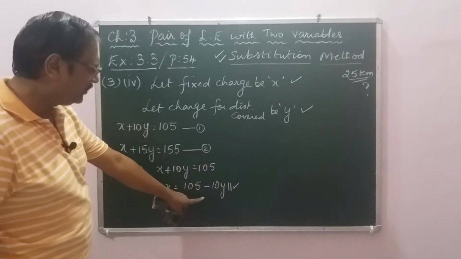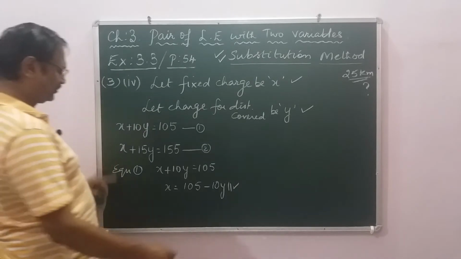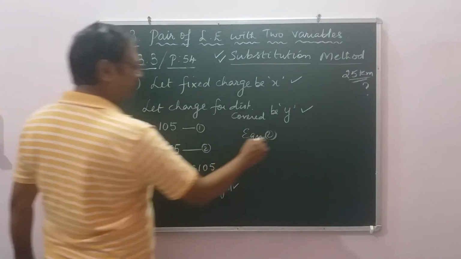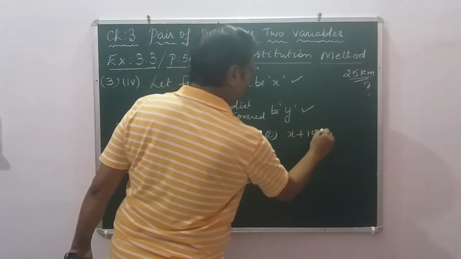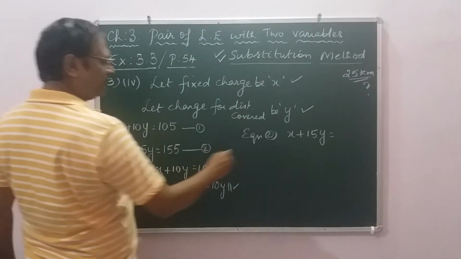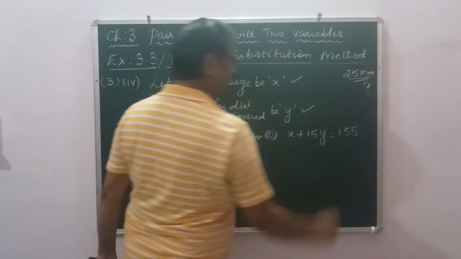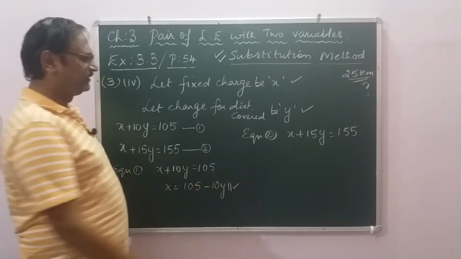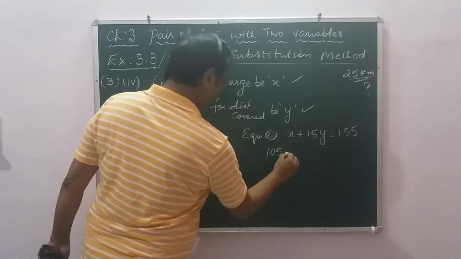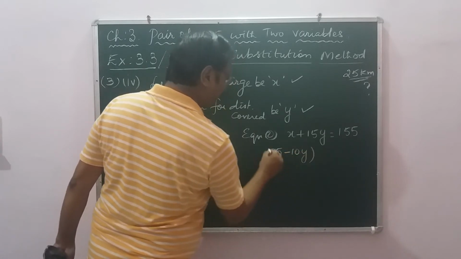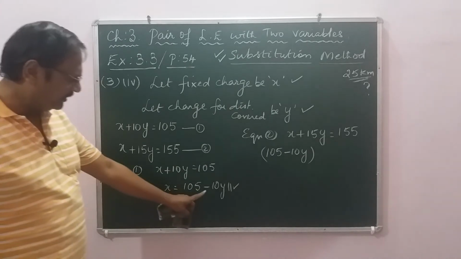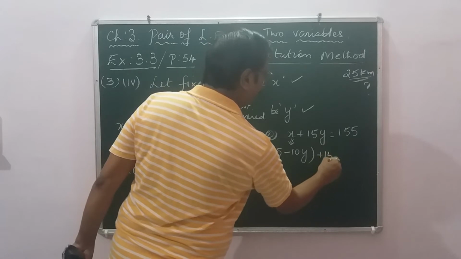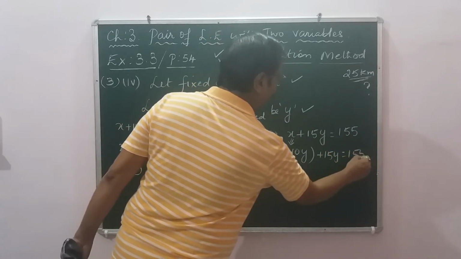I take this value of x and substitute it in the second equation. From equation 2, x plus 15y is equal to 155. Now what is the x value? 105 minus 10y. Better put it in a bracket in the starting, right? This has come. This is substituted for the x value, plus 15y is equal to 155.